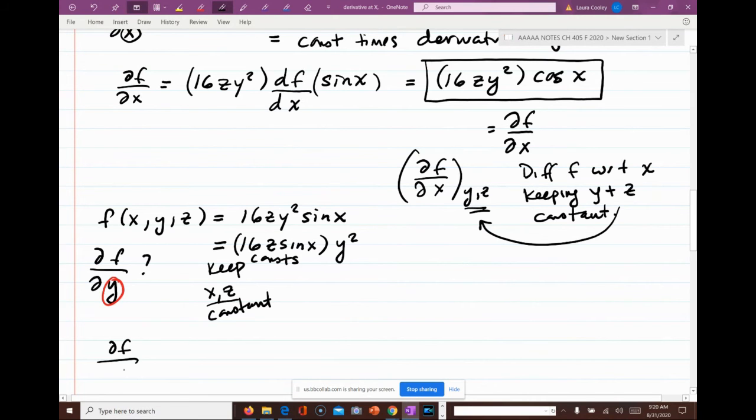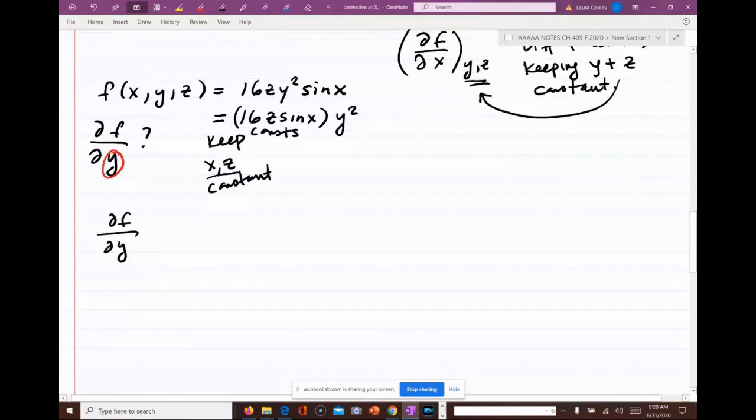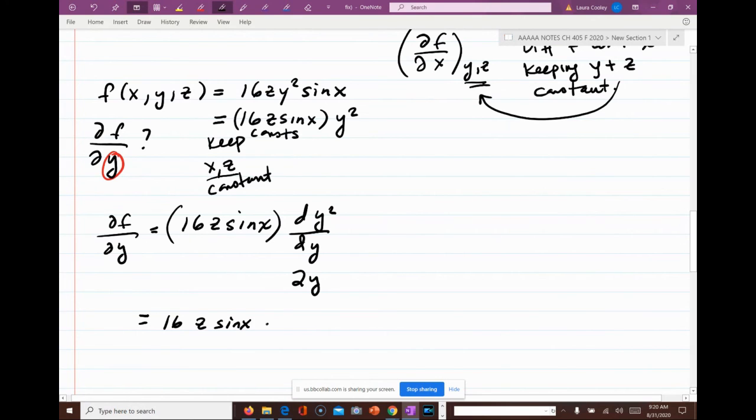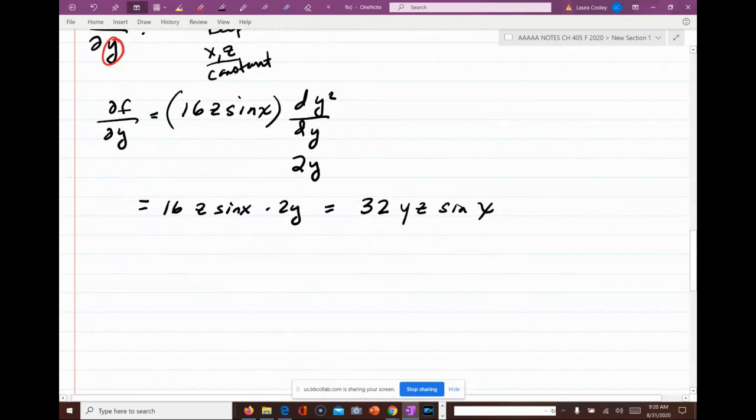So df/dy is then 16 z sine x times the derivative of y squared with respect to y. Okay, what's that? That's 2y. So this becomes 16 z sine x times 2y, or 16 times 2 is 32, 32 y z sine x. See if that agrees with my notes. Yes, it does. Okay, so we have one more derivative to do.